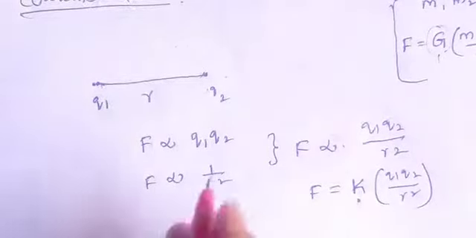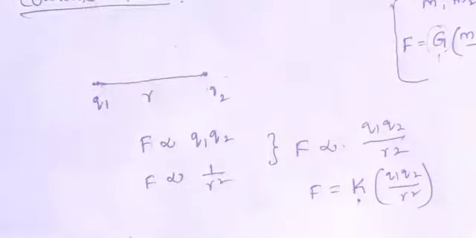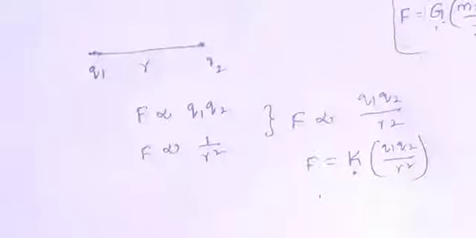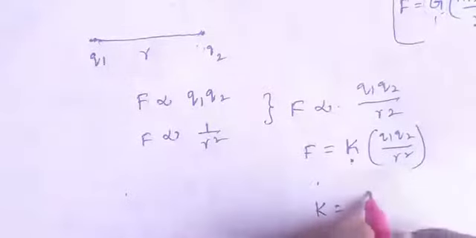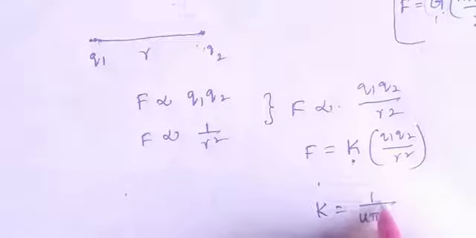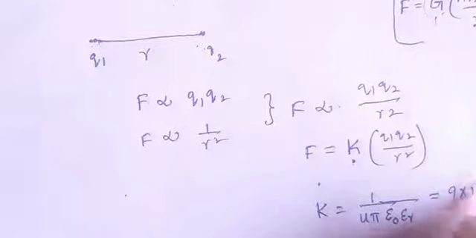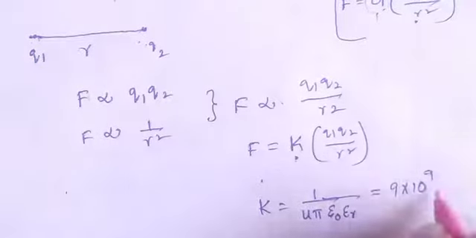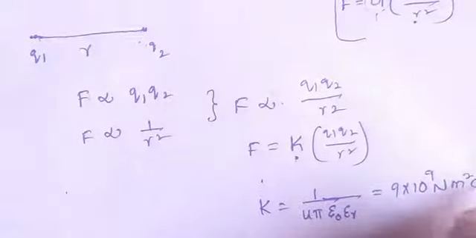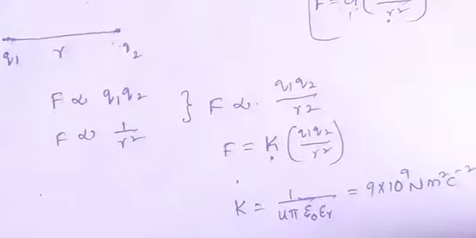He gave that the value of k equals 1 by 4 pi epsilon naught epsilon r. That value is equal to 9 into 10 to the power of 9 Newton meter square per Coulomb square.